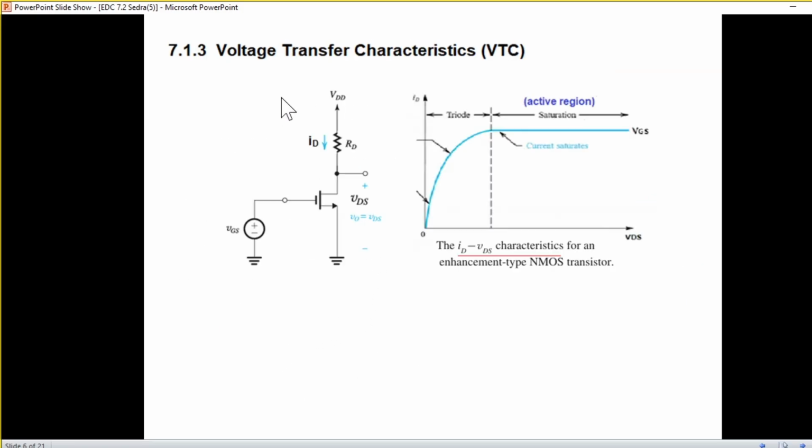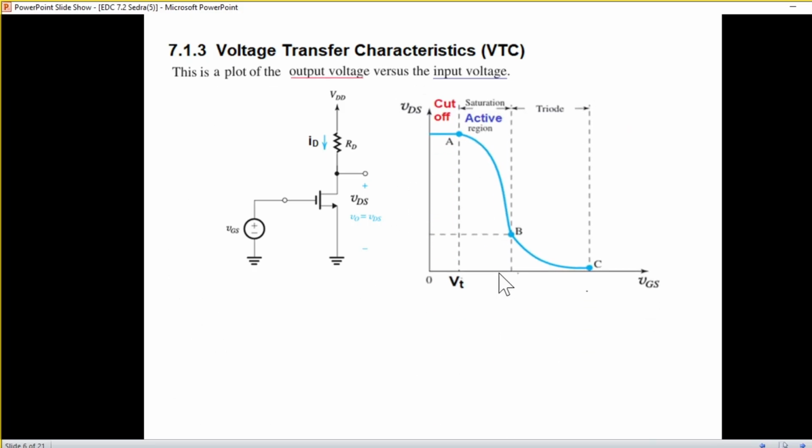Now we'll talk about the voltage transfer characteristics, also called VTC. We have learned this graph for MOSFET. This is called the IV characteristics curve, but we will use another curve which is like this, with VGS, that is the gate-source voltage, versus VDS, that is the drain-source voltage. So this curve will be called the voltage transfer characteristics curve.